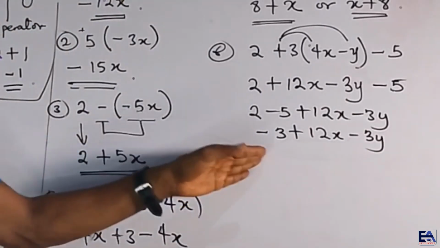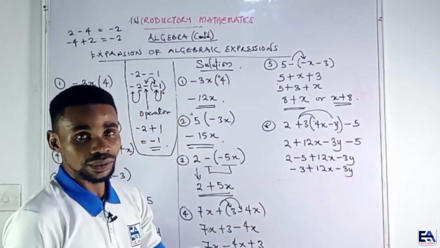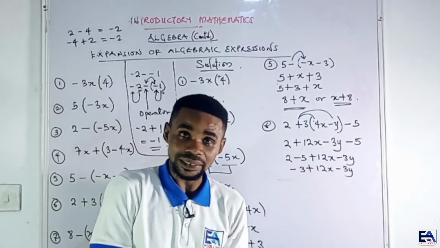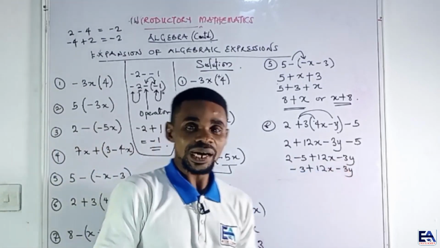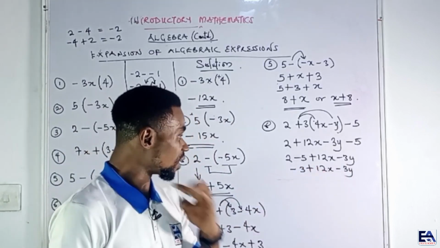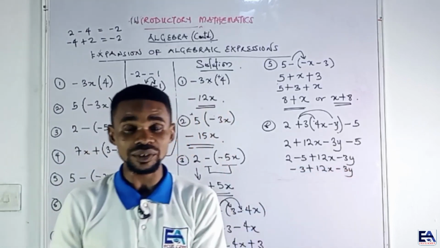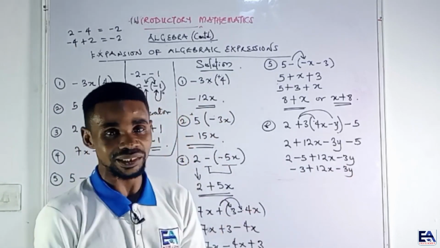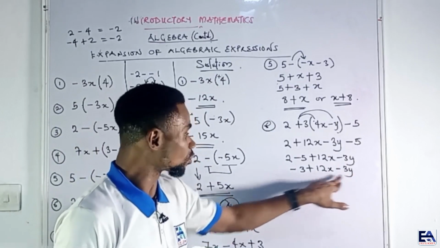You cannot add them. 3 is an ordinary number. It does not have any letter. 12x is a term that has a letter. 3y is also another term, okay? Minus 3y is also another term, but a different letter entirely. So you cannot add the two of them.